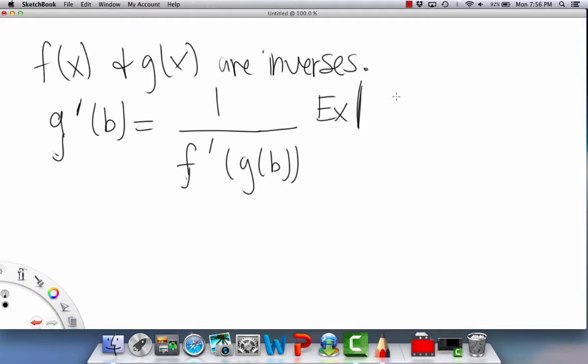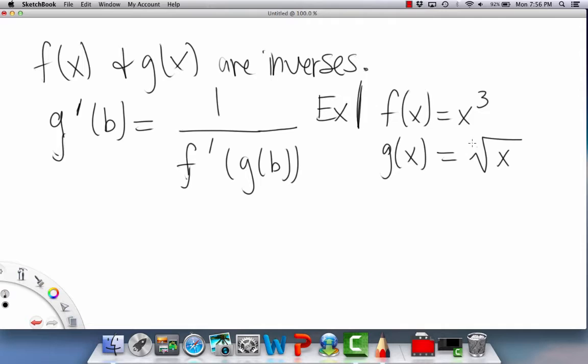So, let's say we have f of x equals x to the 3rd. Therefore, g of x would equal the cube root of x, right? They basically undo each other. Remember the composition? When you put g of x into f of x, you just get x. Anyways, let's say I give you the question: what is g prime of 8?